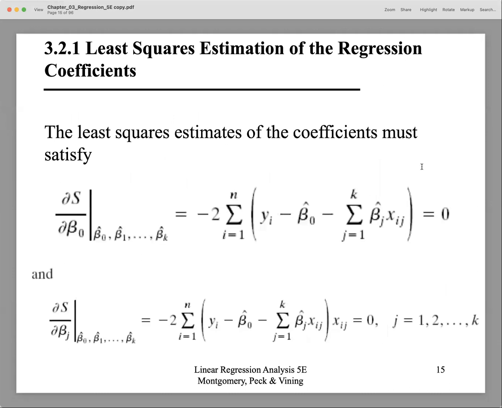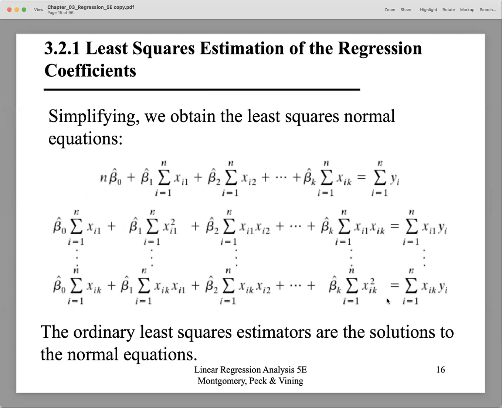We can take the equations that result from taking these first partial derivatives and setting them equal to 0 and rewrite them just a little bit, so that we have this form of those k plus 1 equations. Notice that the terms that have the y values, we've moved over here to the right-hand side. In this form, this system of k plus 1 equations is called the normal equations, the least squares normal equations. And the solution to this system of equations gives us the vector of least squares parameter estimates.